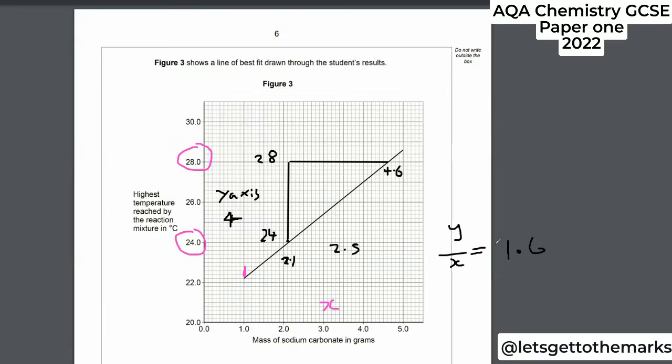There's our gradient. Now we need the units. How do you write the units? Well, you take the units on the y-axis. What's the unit on the y-axis? It's degrees. Then we look at the units on the x-axis because we've got the x underneath, and it's grams. So I want degrees, and what did we do with the degrees? We divided them by the grams. So the units are degrees per gram. Y over X, coolio.